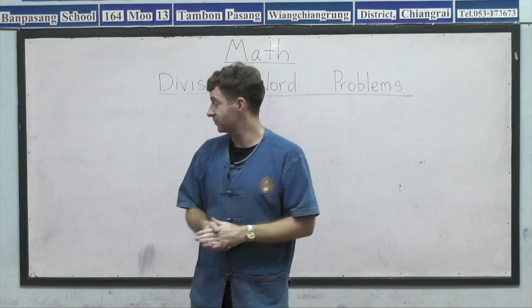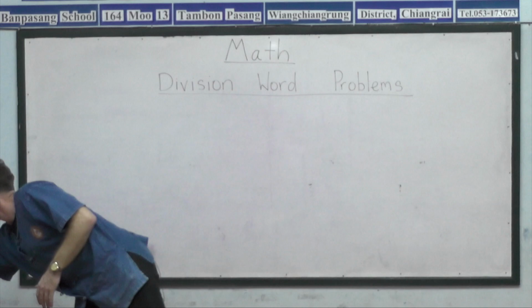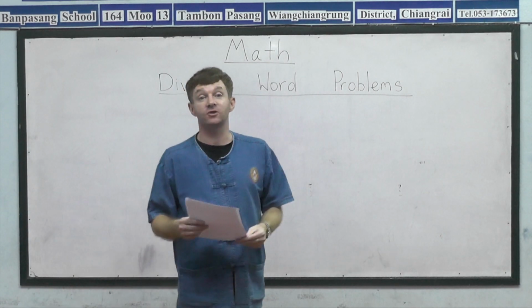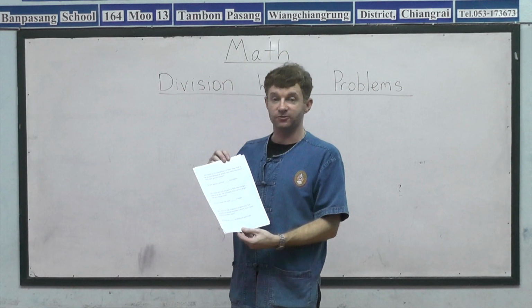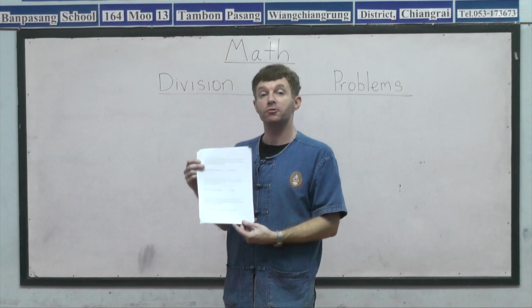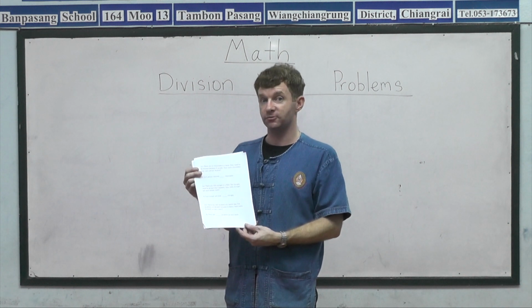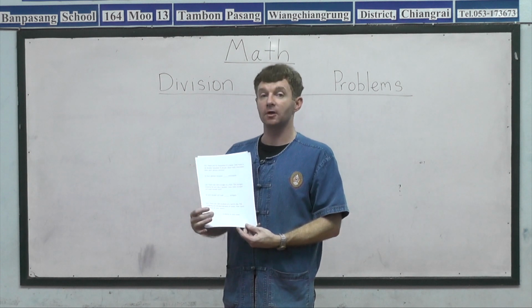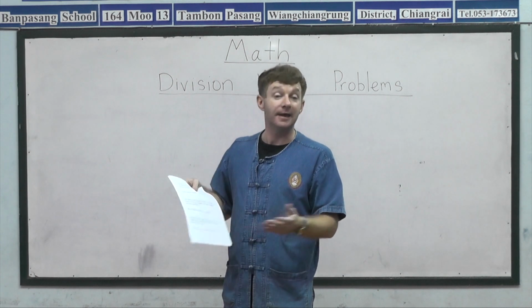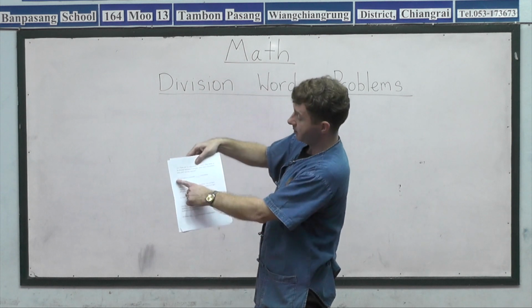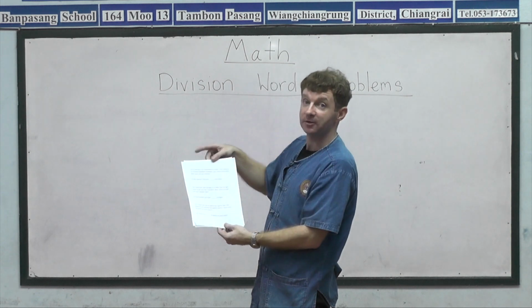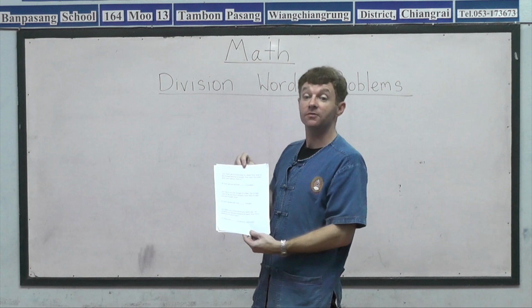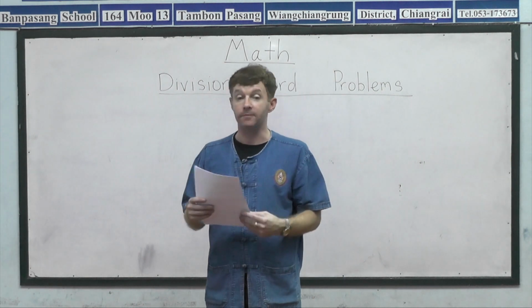So what we need to do is print off a worksheet for each of our groups. And as you can see, there are 3 division word problems. Each group needs to work their way through each of the division word problems by helping each other and then writing the answer in the space provided underneath. Understand, guys?